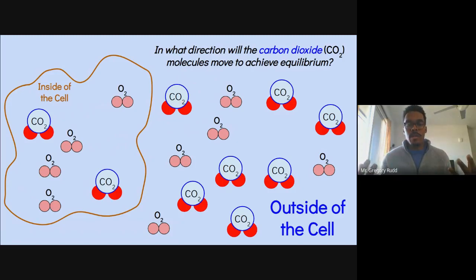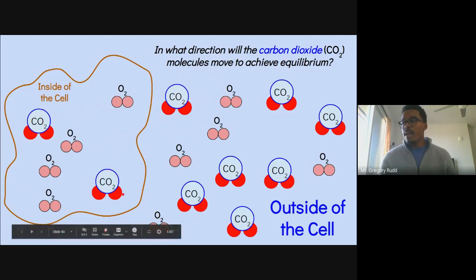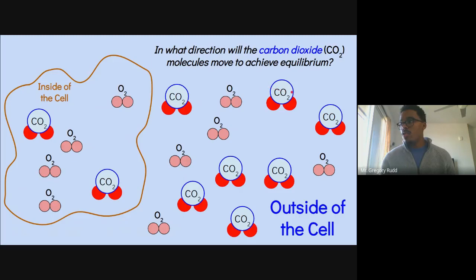We want to maintain homeostasis. We want to be at balance. In order to do that, we need to accomplish equilibrium. So carbon dioxide, inside of the cell, we've got 1, 2. Outside of the cell, we have 1, 2, 3, 4, 5, 6, 7. So we've got a lot of moving to do here to move towards equilibrium. We've got 7 CO2 molecules outside and only 2 inside.